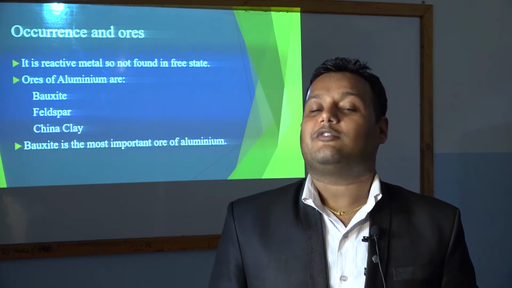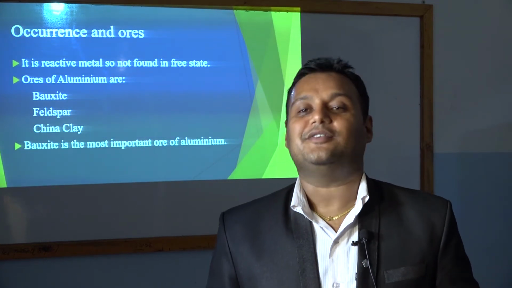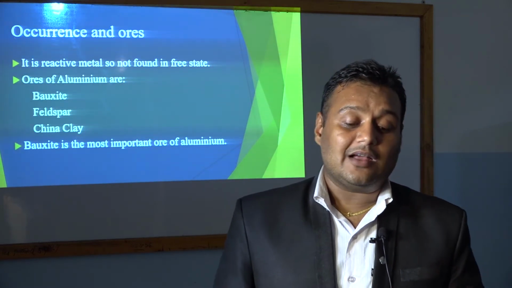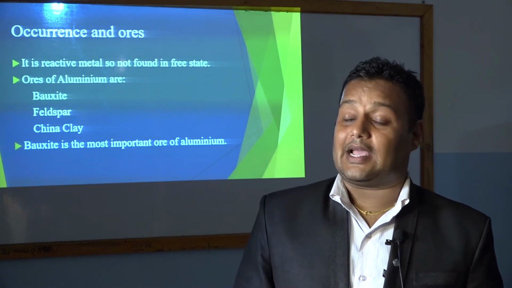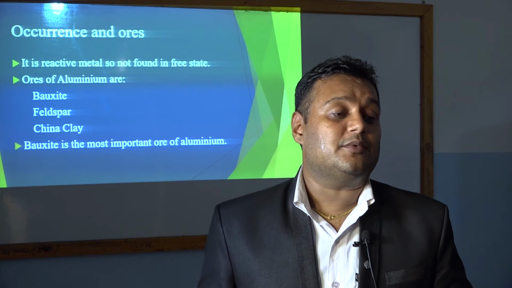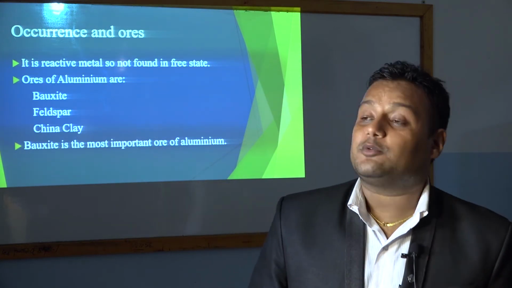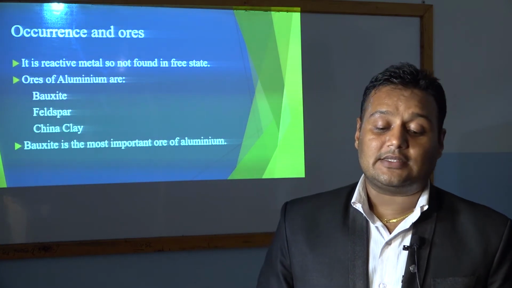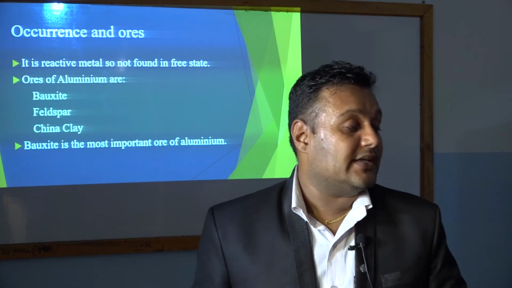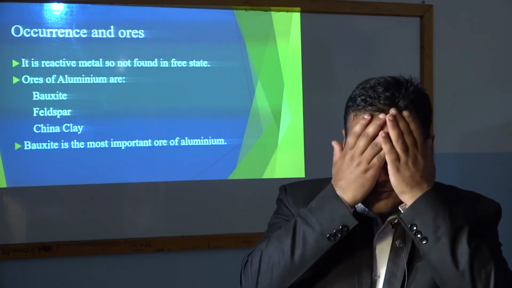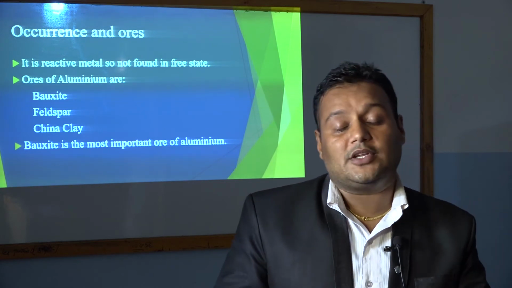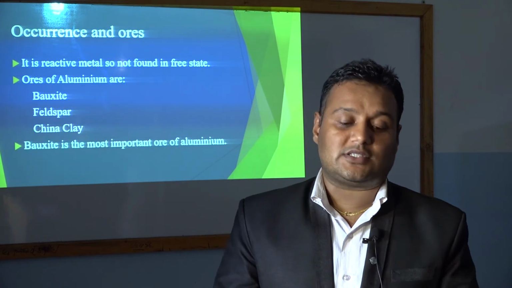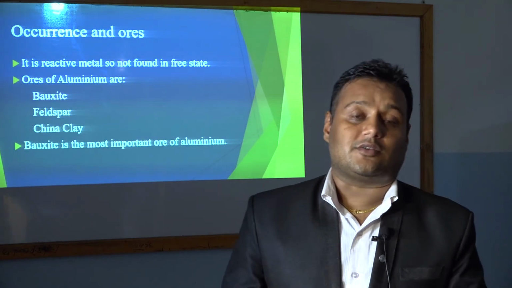That means it is found in a combined state. The ores of aluminium are bauxite, feldspar and cryolite. These are the ores where aluminium is found combined with other elements. Among these ores, bauxite is the most important ore of aluminium. Likewise, in iron, hematite was the most important ore. You should remember this ore also. It may come in a short question too.